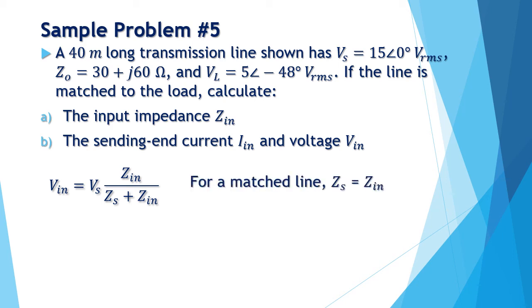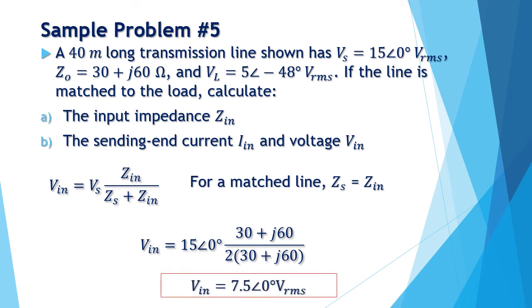So we have V sub in equals 15 angle 0 degrees, this is the V sub S, times 30 plus j60 divided by 2 times 30 plus j60. So solving for this, we have V in equals 7.5 angle 0 degrees VRMS. Let's not forget the unit. It's VRMS coming from V sub S equals 15 angle 0 degrees VRMS.